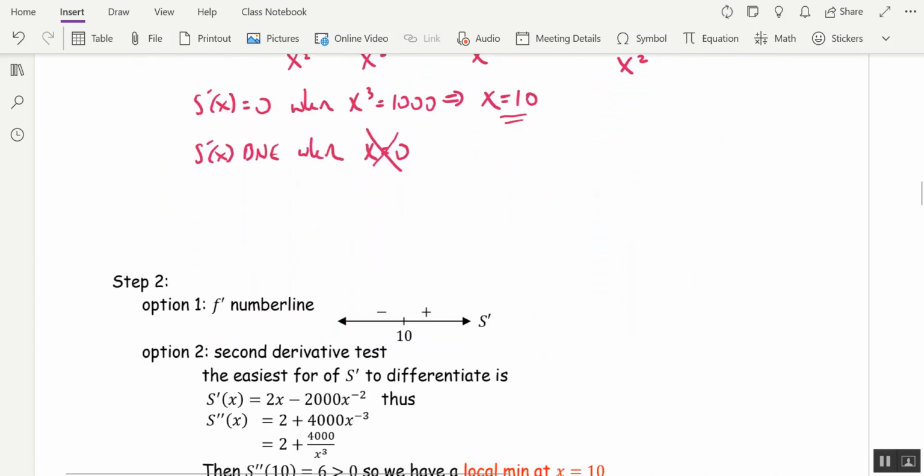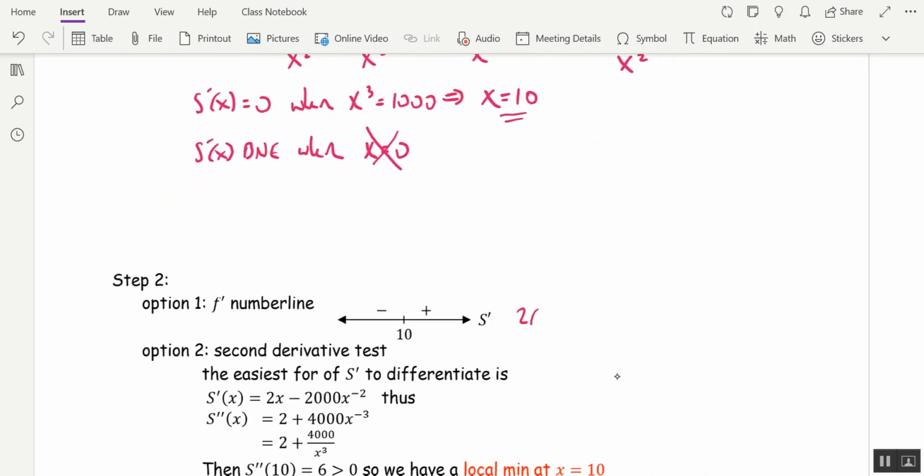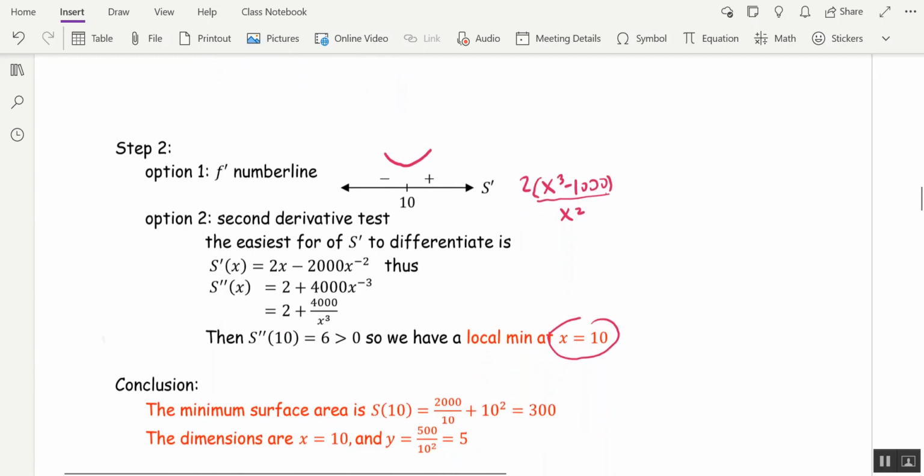One is to make an S prime number line, and here's S prime, which is 2 times x cubed minus 1,000 over x squared. And I went ahead and did that, and that verifies we get a local min at x equals 10. Or you could use the second derivative test, which you watched videos on. And again, it just verifies that you get a local min at x equals 10. So our conclusion here is that the minimum surface area is S of 10.